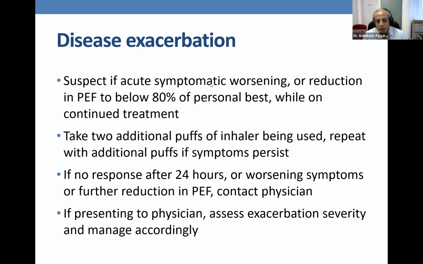In between, the asthma patients will have disease exacerbations, which are episodes of acute symptomatic worsening. Or if the patient is doing peak expiratory flow monitoring, then a reduction in peak expiratory flow to 80% of personal best while the patient is on continued treatment. So if such symptomatic worsening occurs, then the patient can be advised to take 2 additional puffs of the inhaler being used. If the patient is using a combination inhaler, then the same inhaler can be taken. If the patient is using only an SOS inhaler or just an inhaled corticosteroid, then a short-acting beta agonist like levosalbutamol can be prescribed.